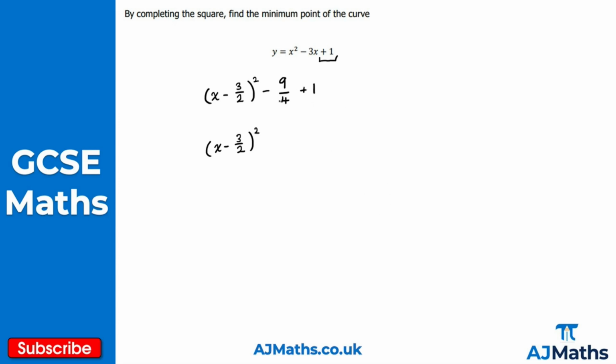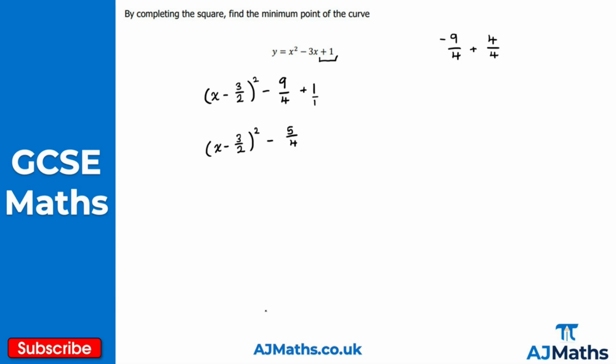So if you add 1 to this fraction here, we need to get this over a common denominator. So this 1 here, we need to times that by 4, both numerator and denominator here. So that's the same as 1 over 1. So I times that by 4, I get plus 4 over 4 there. Which in this case is going to give me minus 5 over 4. Because they've now got a common denominator, I can just do minus 9 over 4 plus 4 over 4, giving me minus 5 over 4.